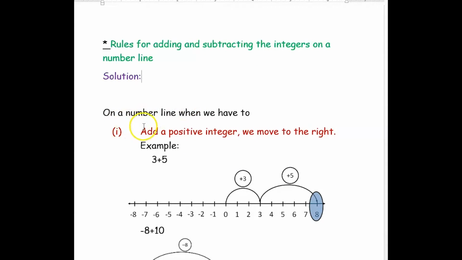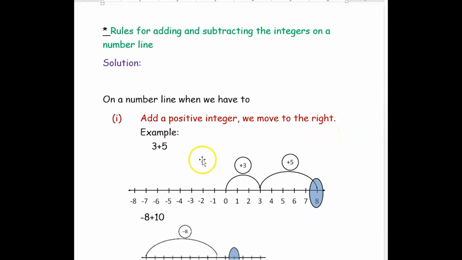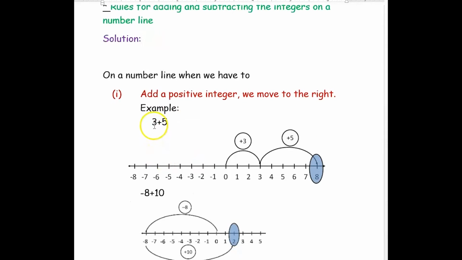On a number line, when we have to add a positive integer, we have to move to the right of the given number. For example, if you want to add 3 plus 5, first we will be at the number 3. So from 0, we will be at the number 3. Then if you are going to add 5, we have to move towards the right of the given number 5 units. So from 3 you have to move 5 units to the right, and we'll be landing on the number 8.